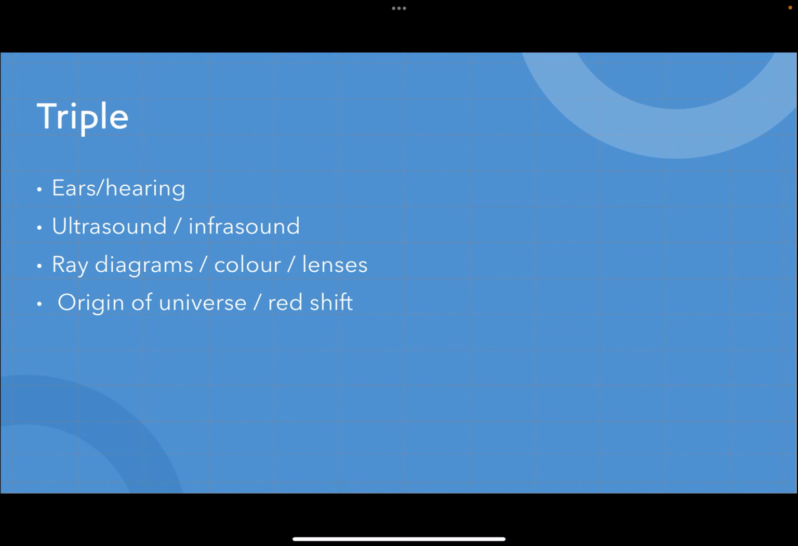Right, now for triple, you need to understand the following for triple. So you will be tested on things like ultrasound, hearing, reflecting and transmitting sound, ultrasound. So ultrasound is basically the sound that humans can detect up to 20,000 hertz or 20 kilohertz.